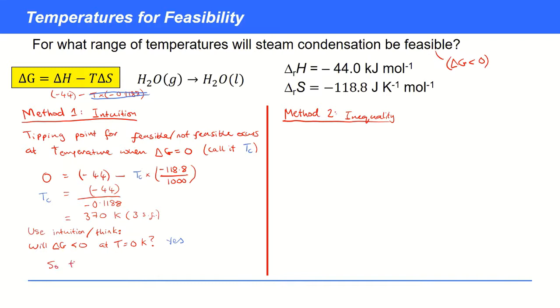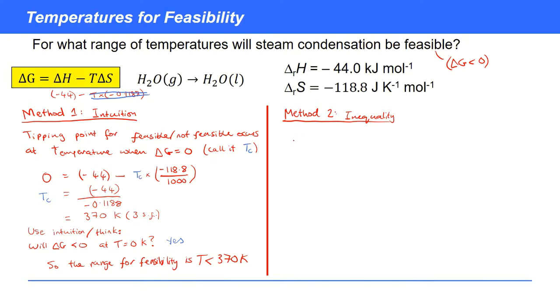If 370 is the tipping point, that must mean that the range for feasibility is a temperature of less than 370 Kelvin. Now, it's feasible at 0, it changes feasibility status at 370, so therefore it must be less than 370. Second method is just using the inequality directly.